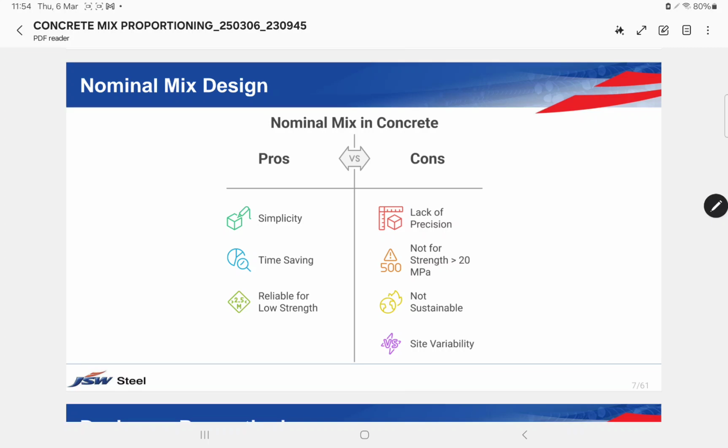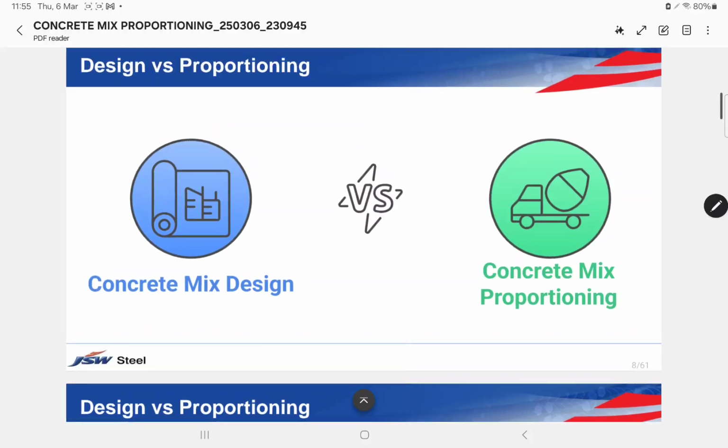Also, from our previous calculation, we saw that the cement content needed for M20 grade concrete is above 350, 360. So this is not economical. Relying on nominal mix will not give you economical results. So these are some of the limitations of nominal mix, and that's why we need to know how the design mix is done. So the question is, what is the difference between concrete mix design and concrete mix proportioning?